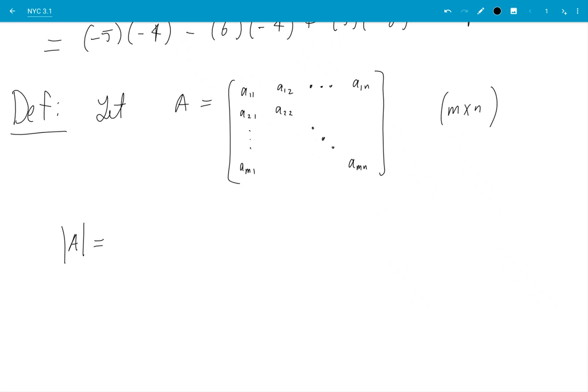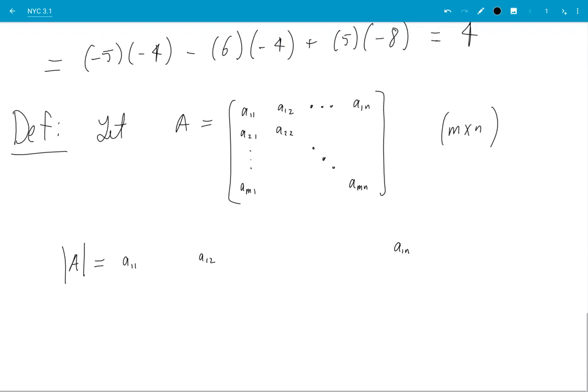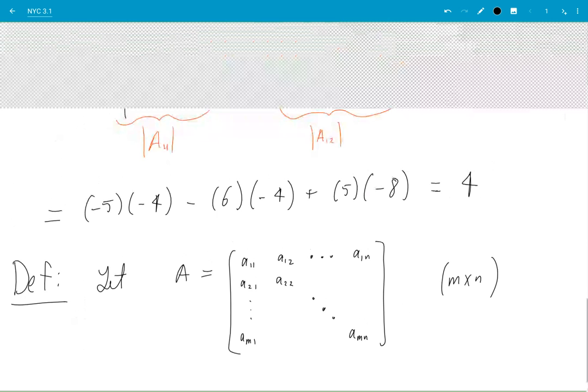The determinant of A is, well, you use the first row like we usually do, right? You go A11, then you go A12, and so on and so forth until you get to A1N, which we'll put over here. Now, instead of doing that whole plus minus thing, what we're going to do is combine. So let's look at what we had above.